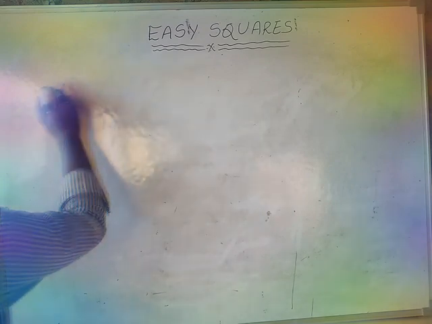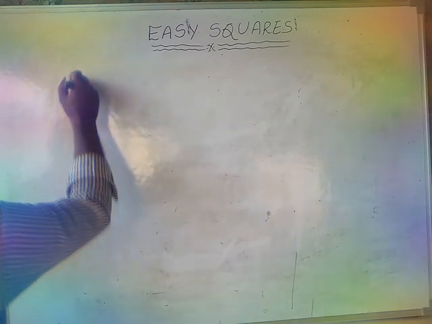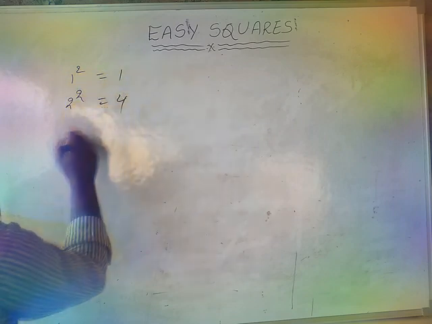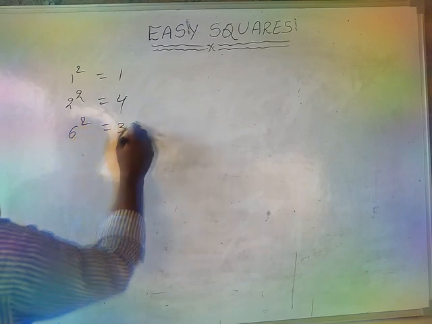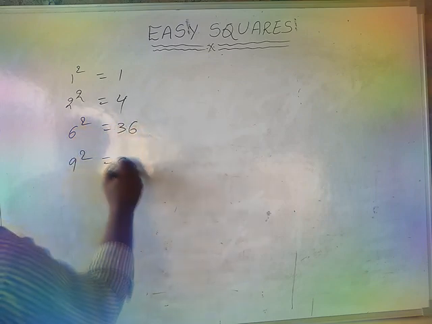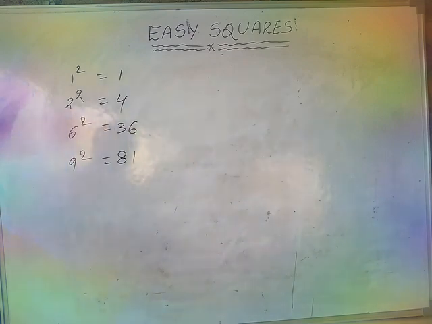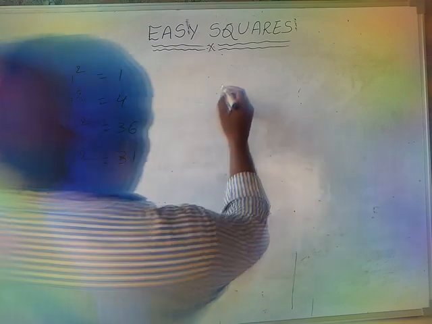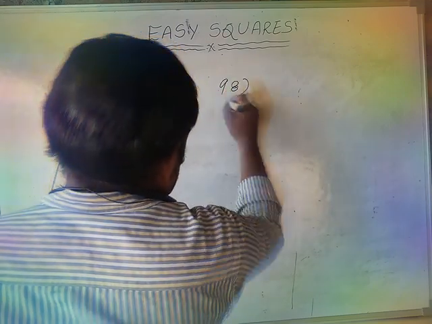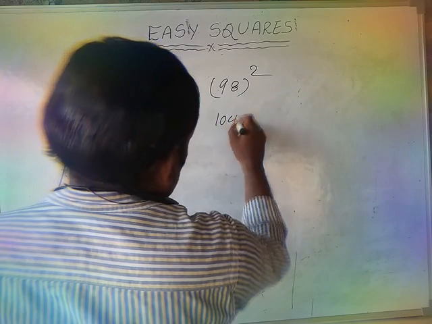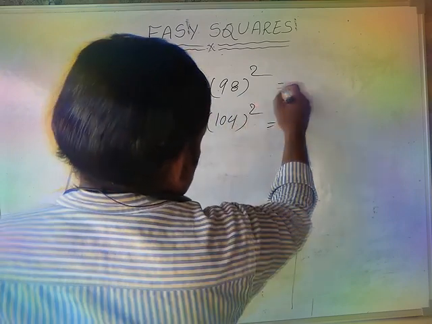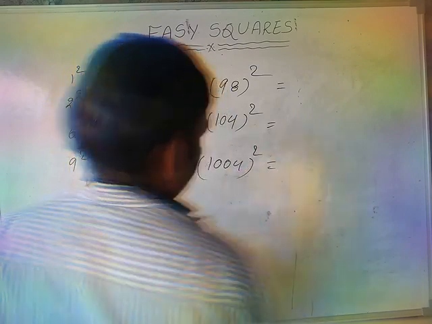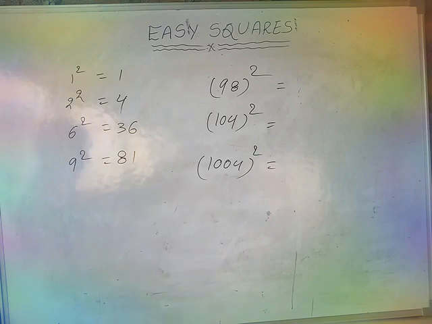For example, we know some squares. That means 1 square is 1, 2 square is 4, 6 square is 36, 9 square is 81. These are simple, single digit squares. But what about the double digit? For example, 98 square, 104 square. What about these squares? These are big squares.